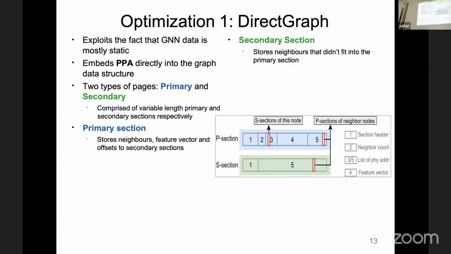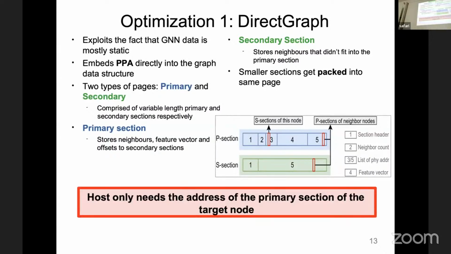Here would be a representation. Again, as you can see, here the secondary sections are referenced for the nodes that didn't fit into the primary section. The metadata, the feature vectors, it's all basically there. And if there are sections that are smaller than pages, then we can just pack them together so we don't waste space. Essentially, what this enables us is that the host only needs to target the address of the target node, and everything else can then be done inside the SSD because we have the physical pages directly.